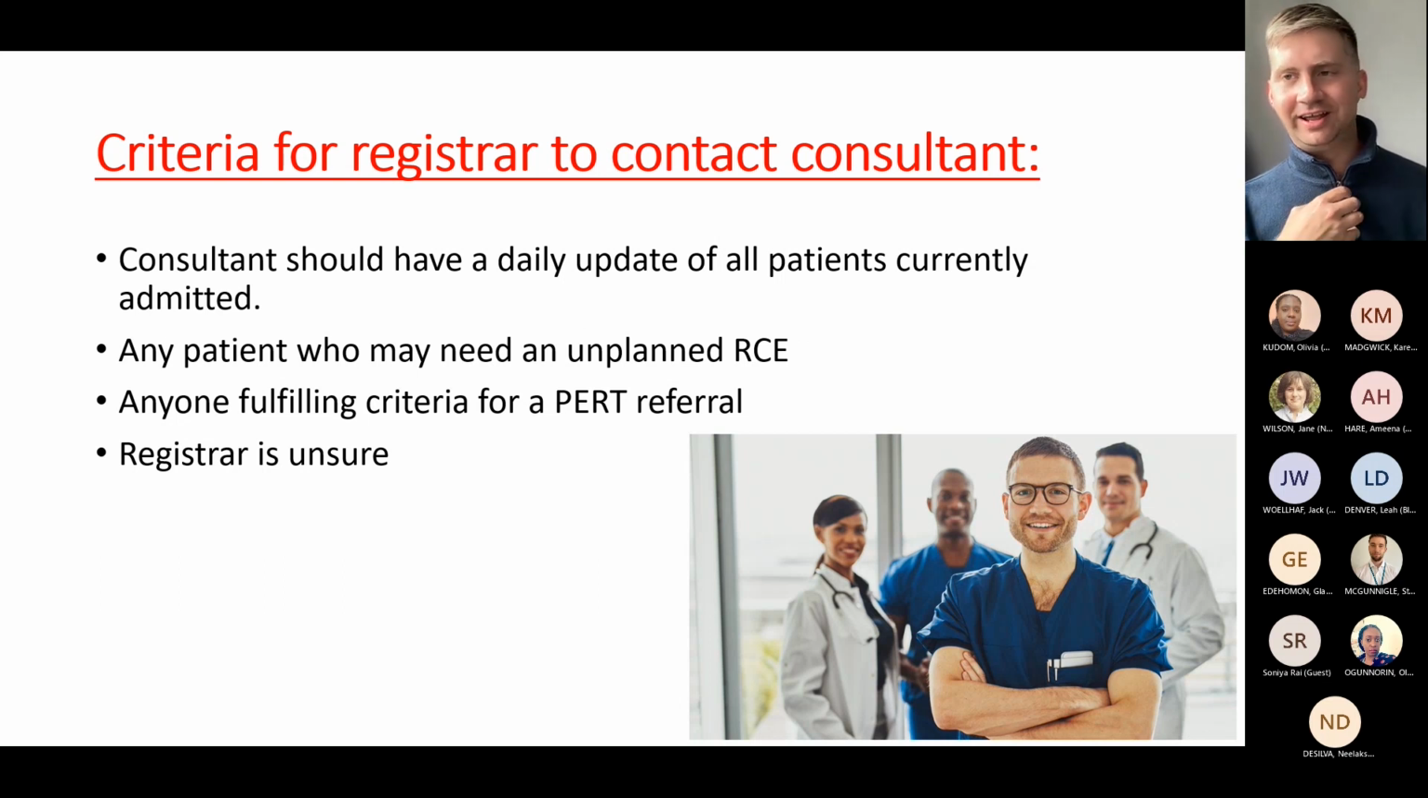So overnight, people are a bit worried about calling consultants if patients get unwell. It's a standard thing. So this is where the registrar should be escalating it. Consultants should have a daily update of all patients anyway. Any patient who may need an unplanned red cell exchange, anyone fulfilling the criteria for a PERT or outreach referral, the consultant will want to be woken up if it's overnight. Or if the registrar is a bit unsure and doesn't know what to do next.